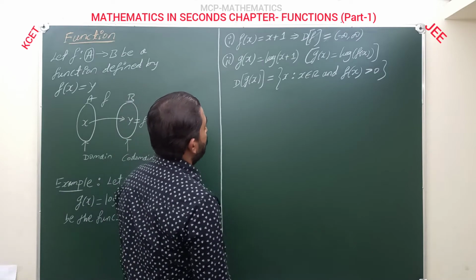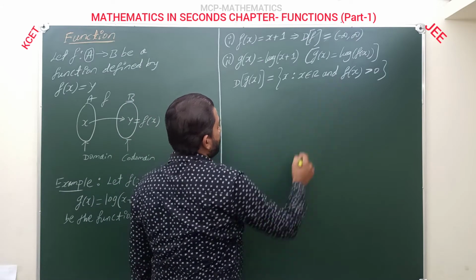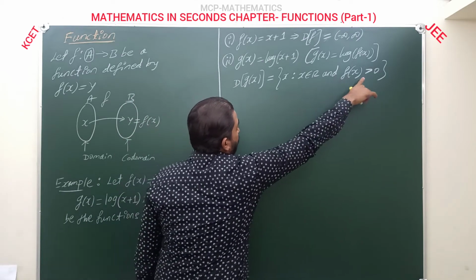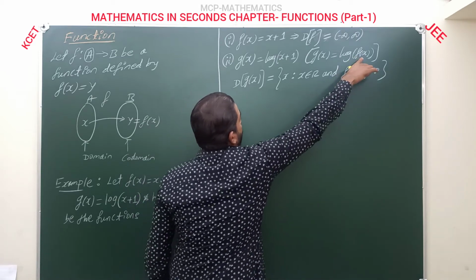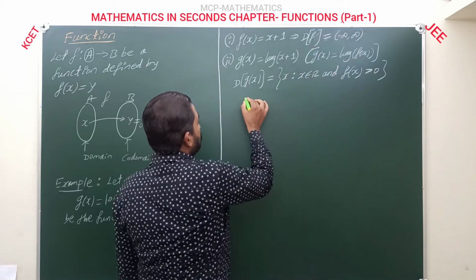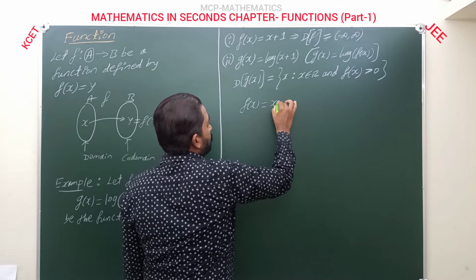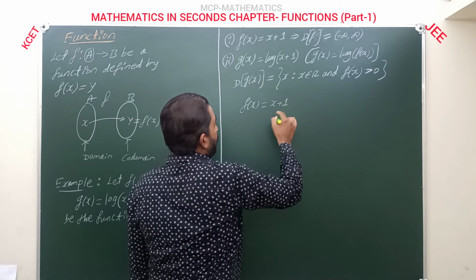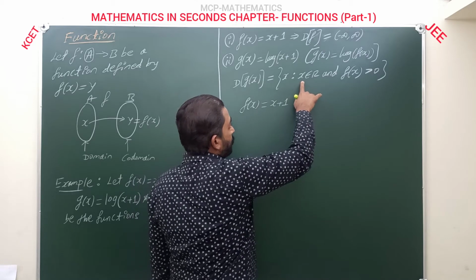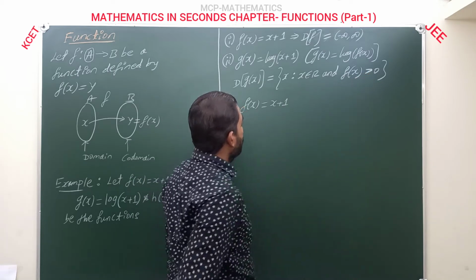In this case, we find the domain using this condition: f of x is greater than 0. Here f of x is x plus 1. So we find the x values, real numbers, for which f of x is greater than 0.